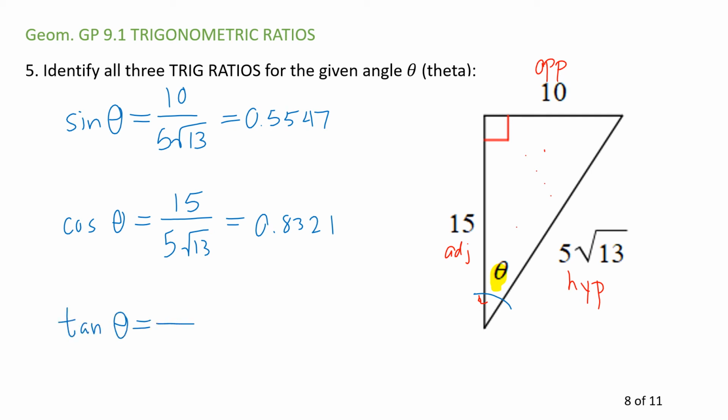What is the tangent of this angle? It's the measurement of the side that's opposite over the measurement of the side that's adjacent. That is the tangent of that angle. I don't know what that angle is, but I know what the tangent is.